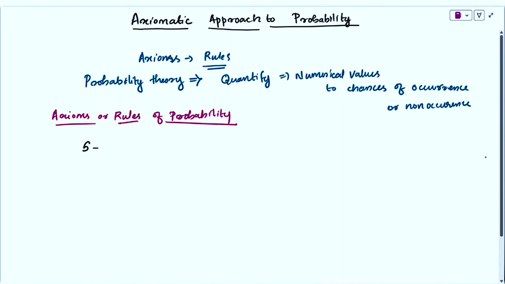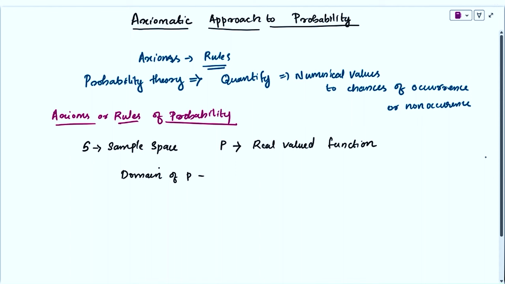Consider S, the sample space of some random experiment. The sample space is denoted by the letter S, and P is a real valued function. The domain of P is the power set of S, and the range of P is the interval 0 to 1. That means the probability has a value between 0 and 1. It will not have a negative value, and it will not be greater than 1.